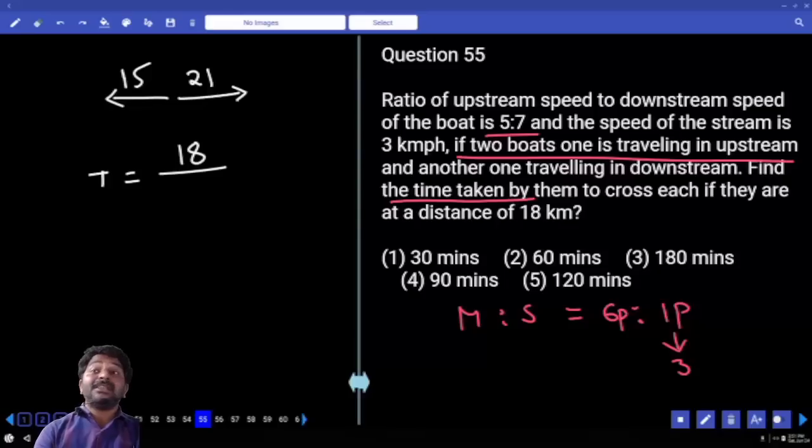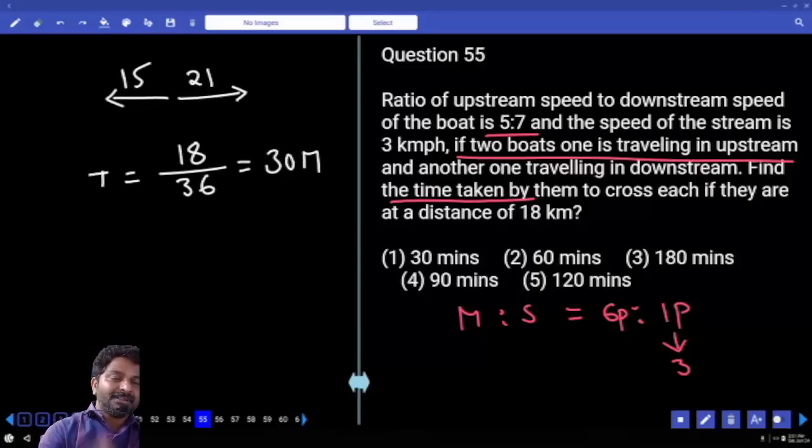And in what direction are they moving? If they are moving in opposite directions, relative speed is s1 plus s2. 15 plus 21, 36, which gives half an hour, right? Half an hour in the sense how many minutes? 30 minutes. You get the answer in hours, convert into minutes. Followed?